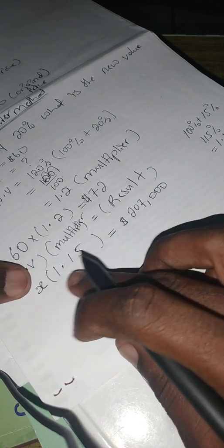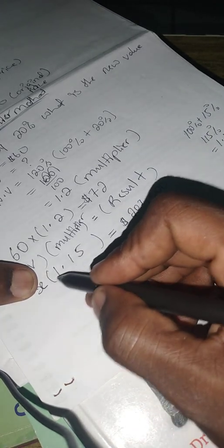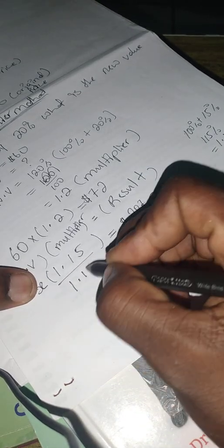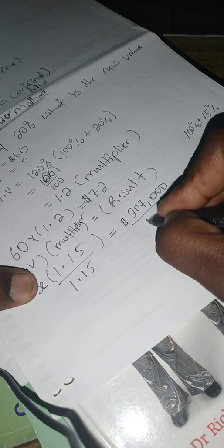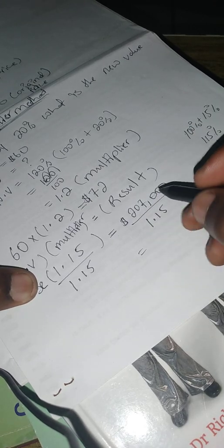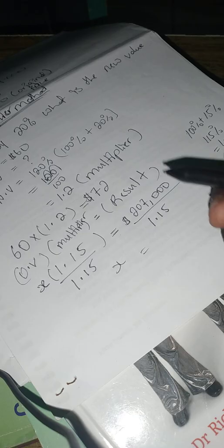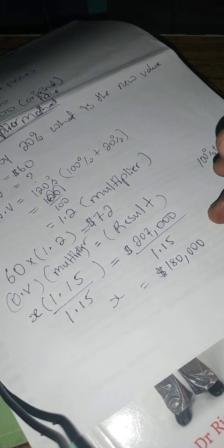And now, seeing that x is the original value, we just solve for x, which is getting x by itself. You want to remove the 1.15. In order to remove the 1.15, you divide by 1.15. What you do to one side, you do to the other. And that now would give you how much? So x would be 207,000 divided by 1.15. See there? 180,000. You see how easy or quick?